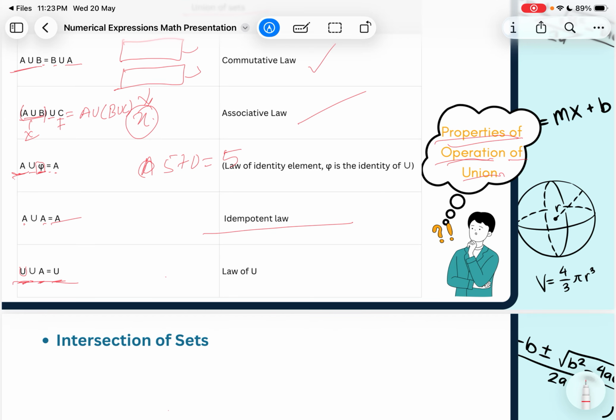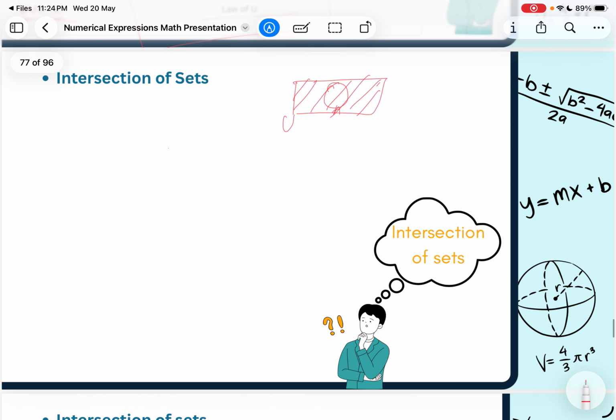Okay, so universal set union A. If we have something like this, let me write it here. This is a universal set, this is a set. So what will the elements be which are in both the universal set and A? All the elements which are there in the universal set. So U, right? And this is called the law of U.